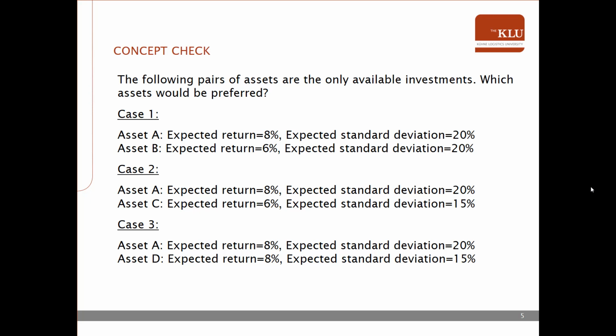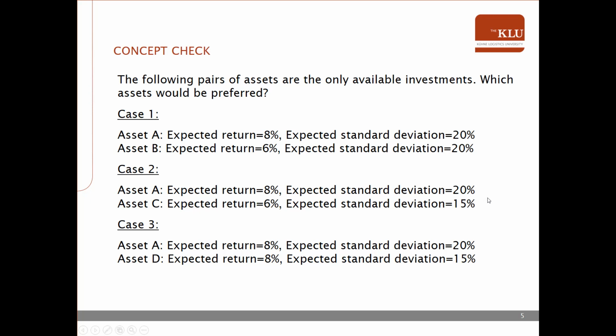Are you ready? Well, let's have a look at case number 1. Here we have asset B with an expected return of 6% and an expected standard deviation of 20%. And we have asset A that has the same expected standard deviation but a higher expected return. And therefore asset A would be preferred in this case.